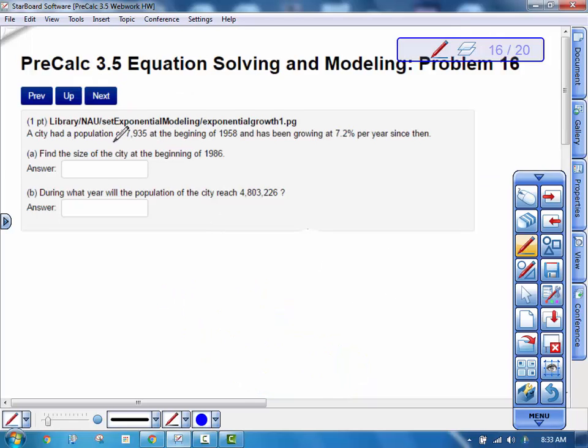Okay, the next problem says the city had a population of 7,935 at the beginning of 58 and has been growing at 7.2% per year since then. Find the size of the city in 1986. Okay, we're looking at exponential equations, and the next few problems are going to be application or modeling with exponential equations. So the starting amount is 7,935. The growth rate is going to be 1 plus the rate that it's growing per year, which is 0.072. So this is going to be 1.072 raised to the t power, where t is in years.